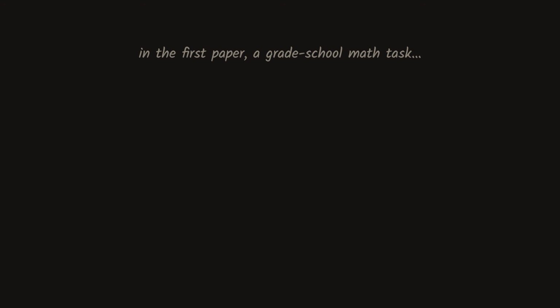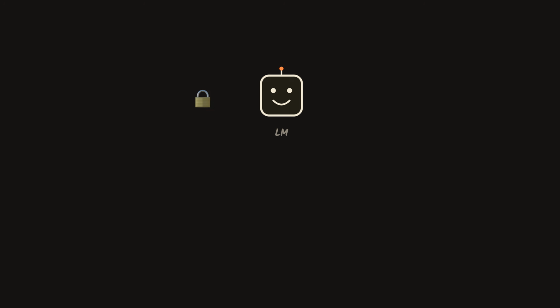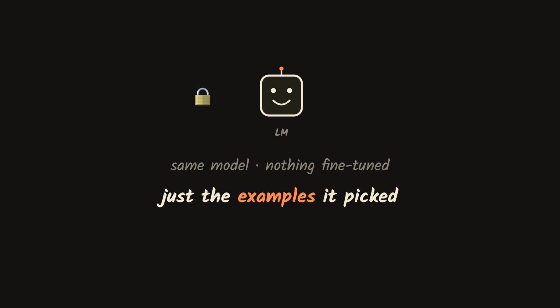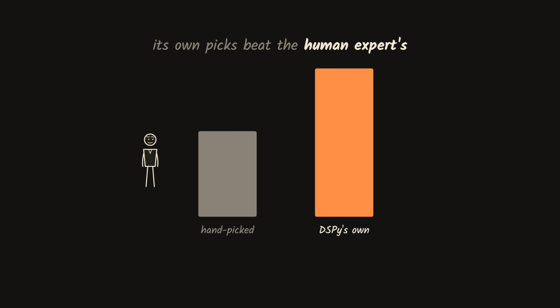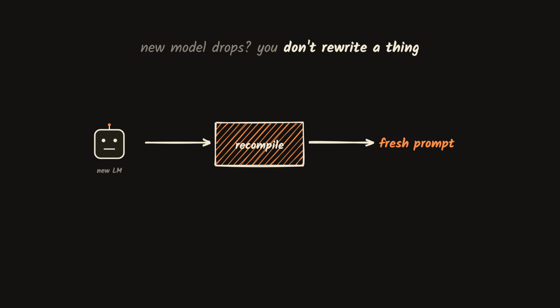And plain as that is, it works. In the first paper, that grade school math task climbed from 24% right to 65%. Same model, nothing fine-tuned, just the examples it picked for itself. It beat the examples a human expert would have handpicked by more than 25%. And the upkeep gets easy. New model drops, you don't rewrite a thing. You recompile. Fresh prompt, tuned to the new model, while you go get coffee.